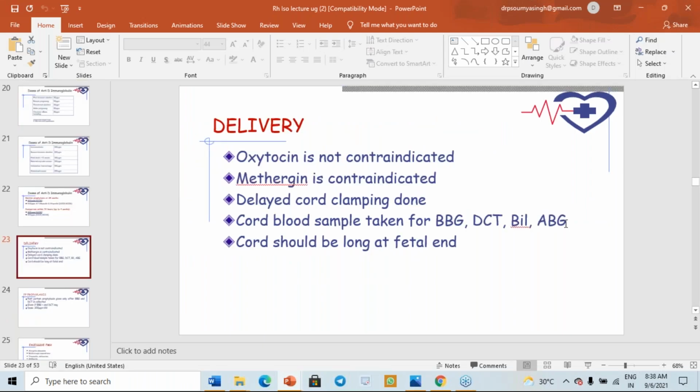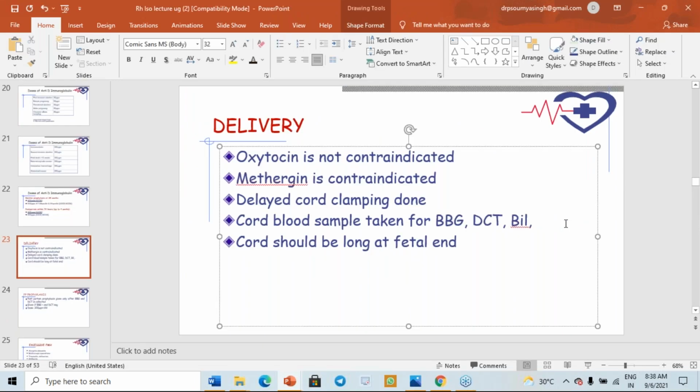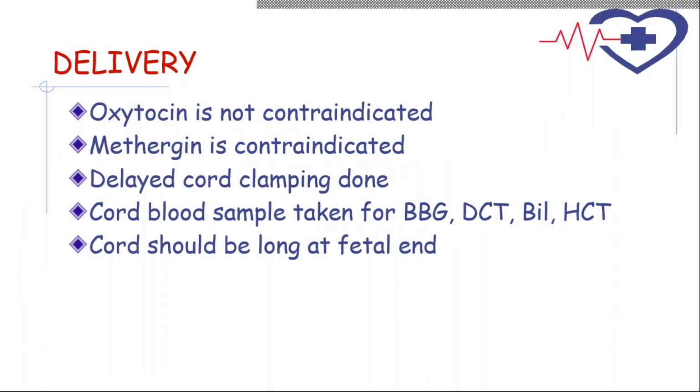Hematocrit is very important because you have to know whether the baby is anemic. Bilirubin, because the baby may have jaundice. DCT, because unless you do a DCT, you can't administer anti-D to the mother. And if the baby blood group is negative, then very good. Mother would not have any chance of immunization, so you don't need to do anything. And the cord should be left long at the baby's end, because in case the baby needs an exchange transfusion, it has to be done through the umbilical cord, and the neonatologist will need it.